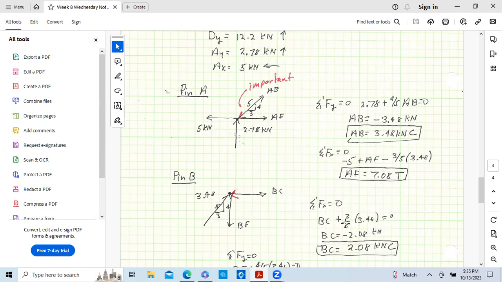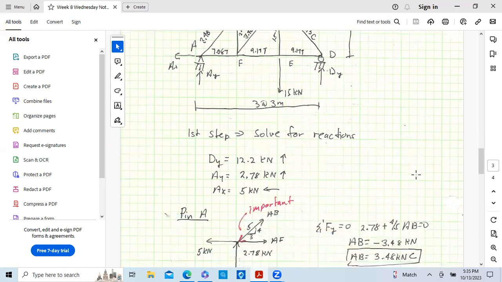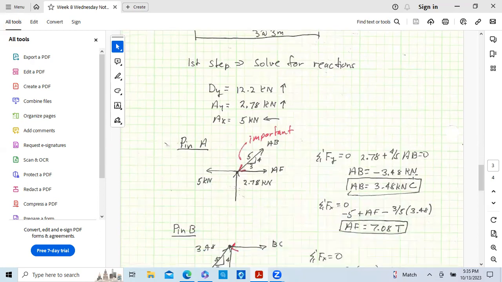Because I chose tension, it's compression. I'll put this arrow down here. So it tells me it's actually compression, and then I write this as compression. As you're solving, I want you to put the answers here. So here is the answer for AB. This is C, and so I'll write the answers in here as I'm going. Pin B.